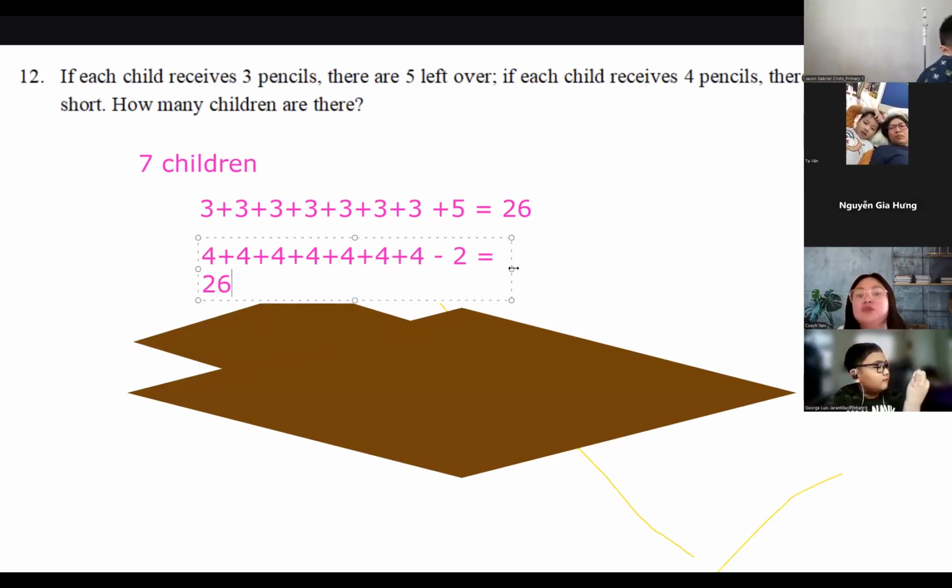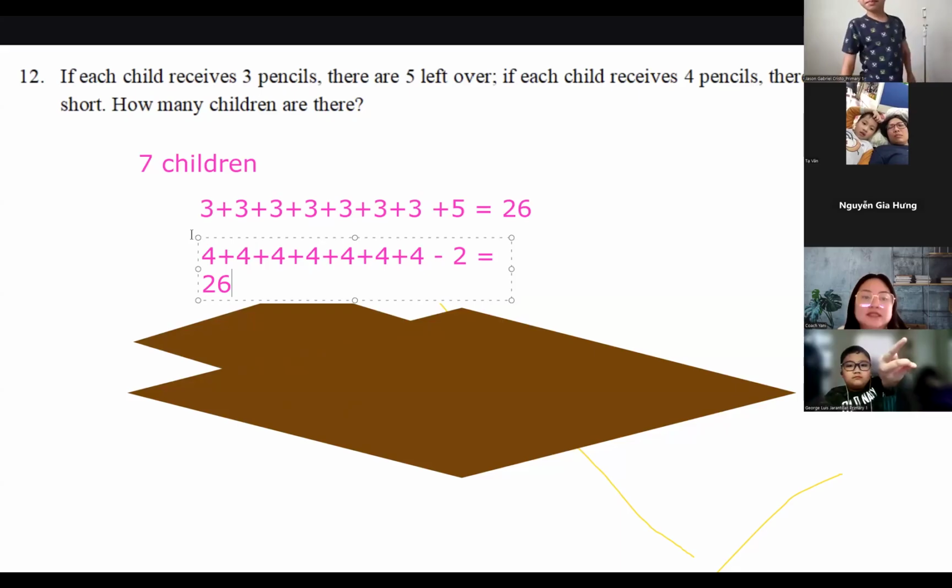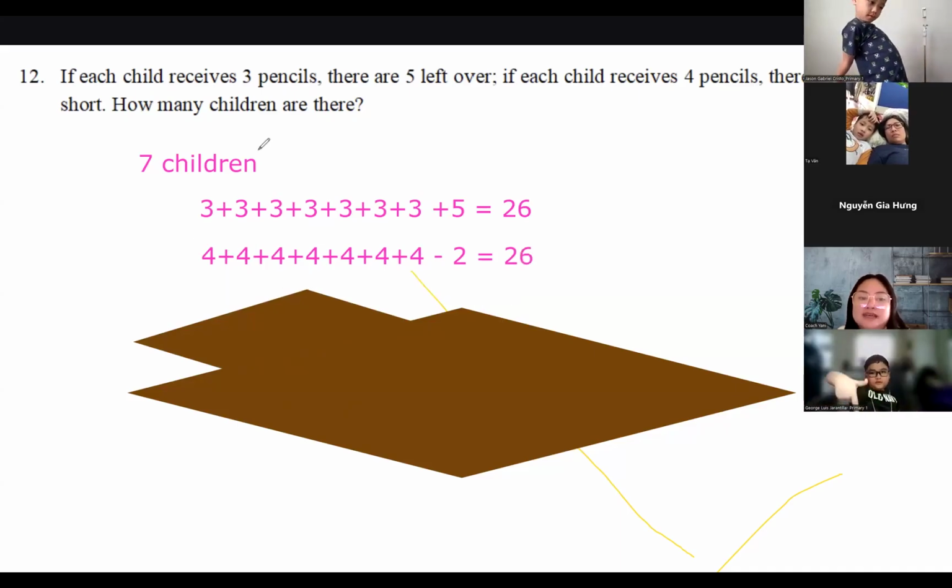So the answer is not 26. That's just the number of pencils. The question is how many children? So you get 7 children.